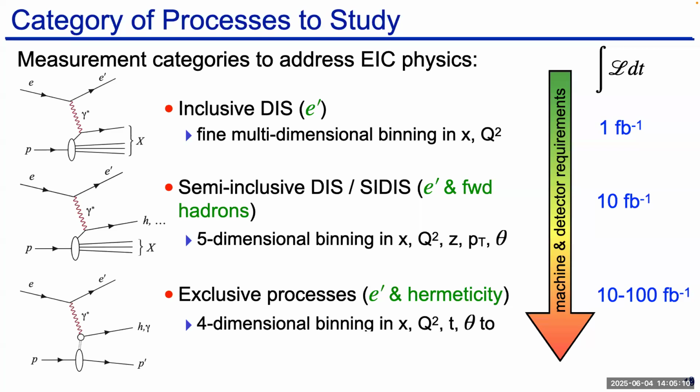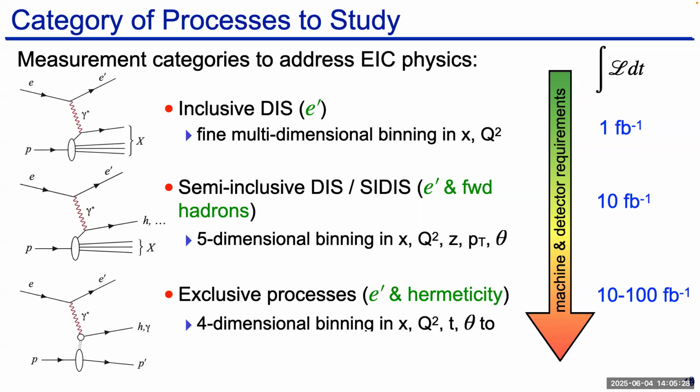I'm thinking in terms of what gets produced in the interactions and distinguishing what was the scattered electron E prime versus the other stuff that you've made. I know where you're going.